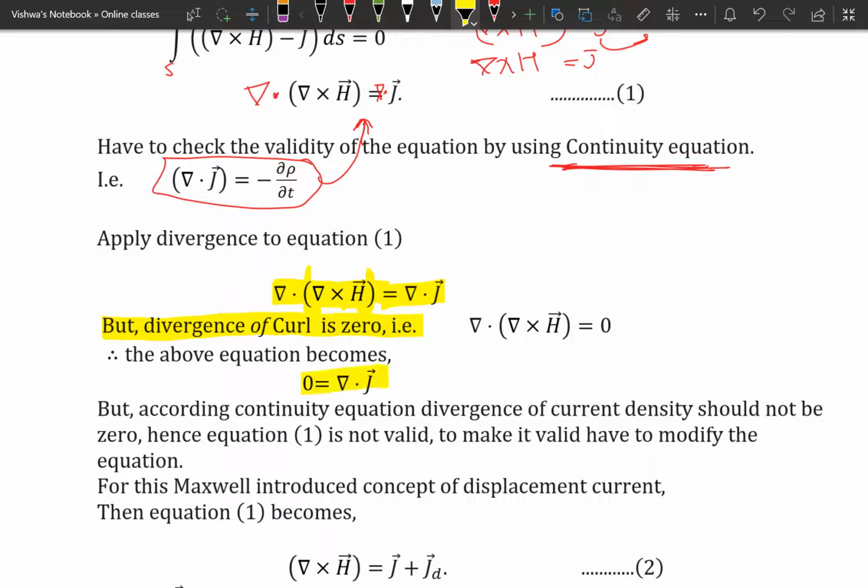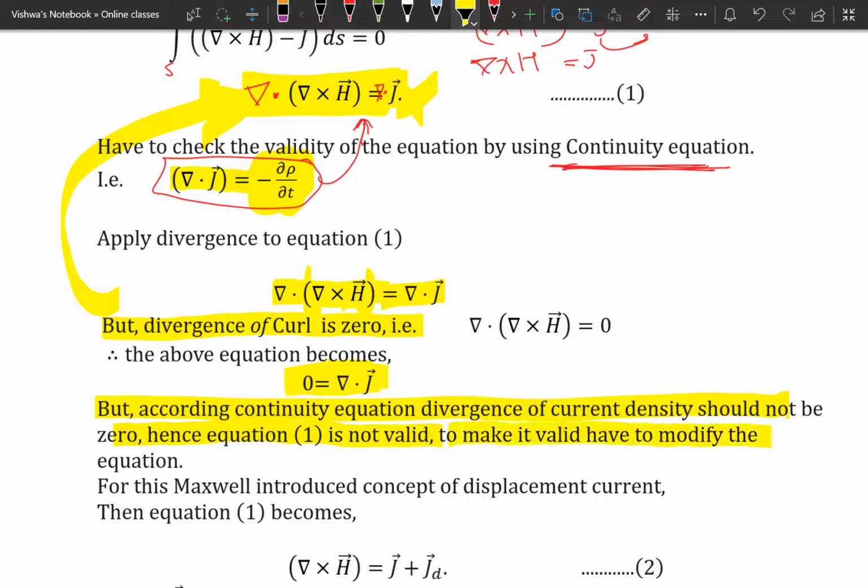But what does the continuity equation say? Del dot J equal to something. Something means it should not equal 0. But when you apply this theorem to the equation, it says that the divergence of current density is 0. That means this equation is not correct. We have to modify this equation, or we have to add something to it or subtract something from it. So equation 1 is not valid.